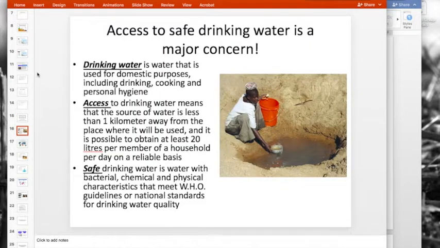We're going to talk about drinking water. Now, drinking water is one of those misleading terms. Drinking water is water that's used for domestic purposes, including drinking, cooking, and personal hygiene. So the amount of water that you have access to when you talk about your drinking water, I did air quotes just then for drinking water.